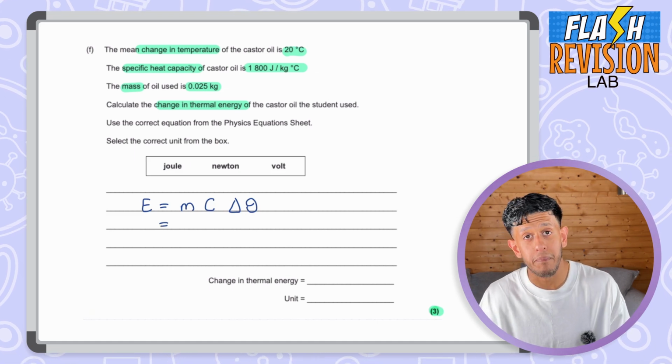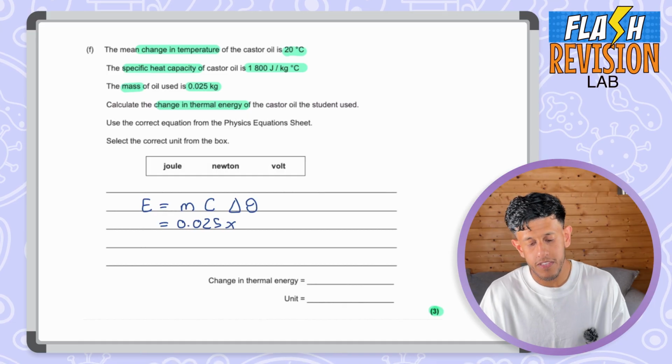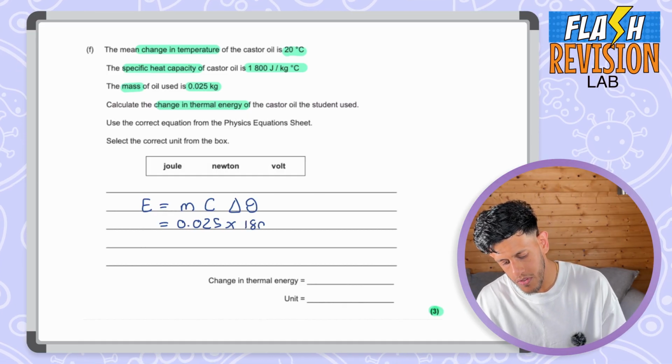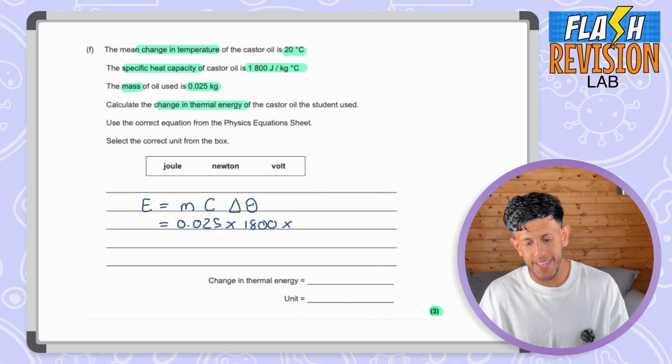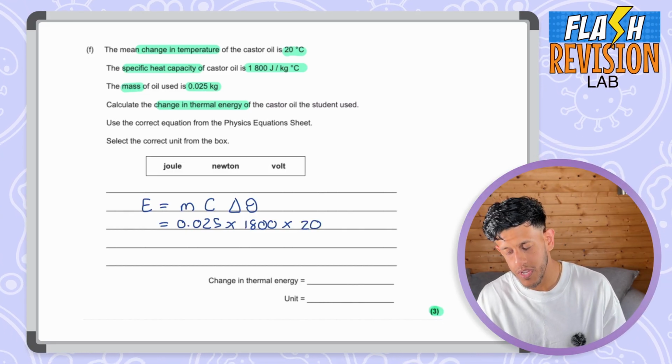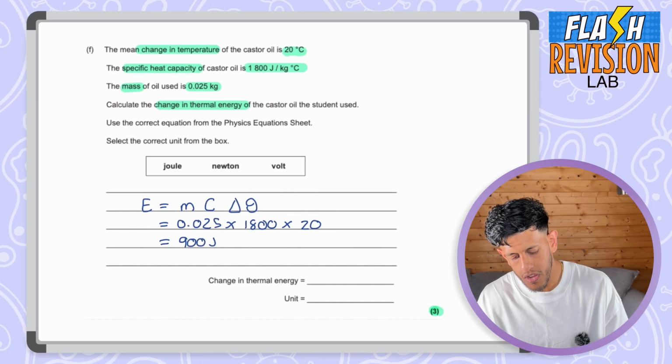They've given us the mass, which is 0.025 kilograms, multiplied by the specific heat capacity, which is 1800 joules per kilogram degrees Celsius. Lastly, multiplied by the change in temperature, which they've given us as 20 degrees C. So multiplying that all together, we get an answer of 900 joules.